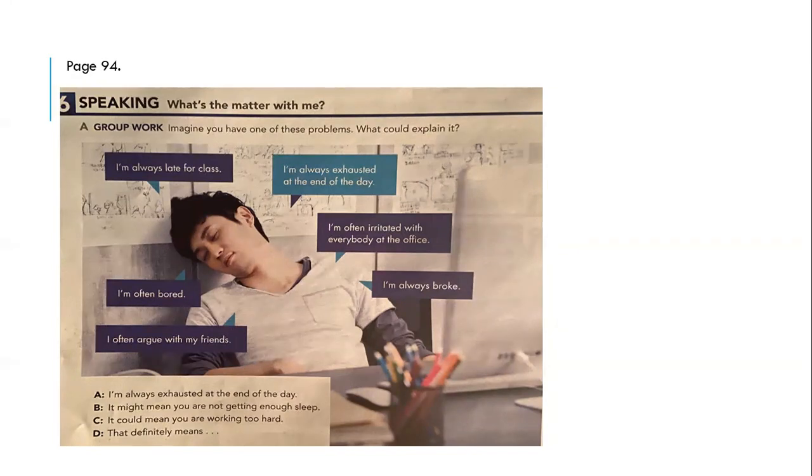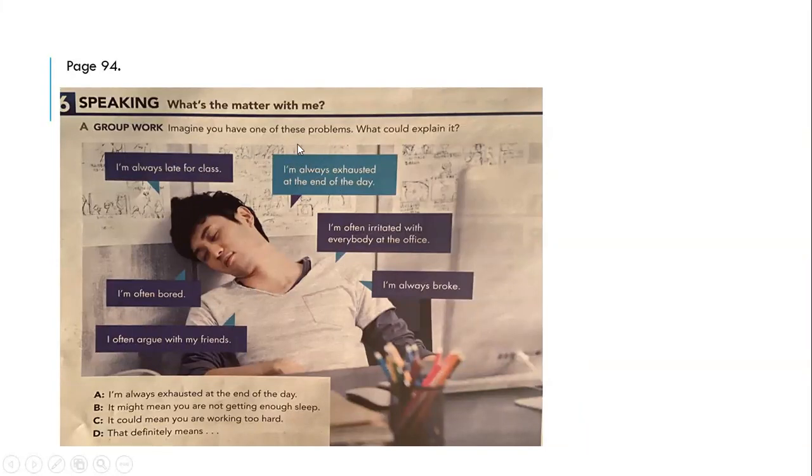We have this picture, page 94, and we have different problems here. I'm always late for class. I'm often bored. I often argue with my friends. I'm always broke. Broke means when you don't have money. I'm often irritated with everybody at the office. I'm always exhausted at the end of the day.